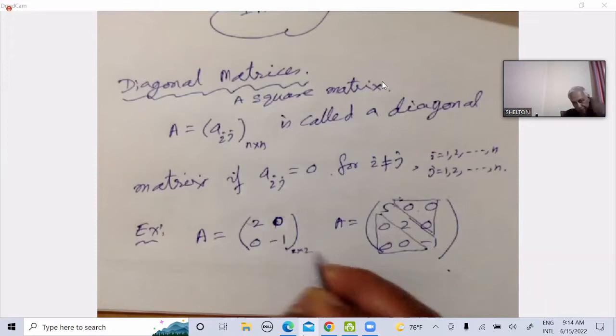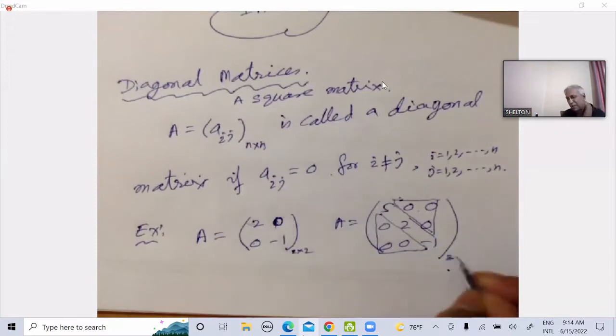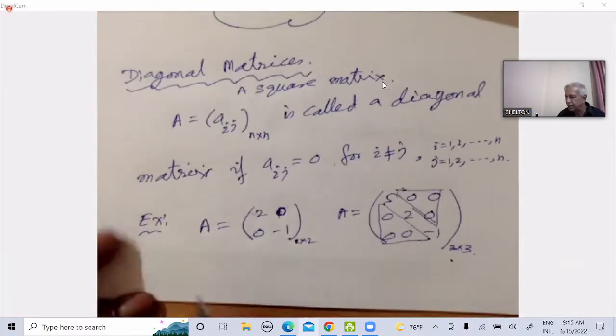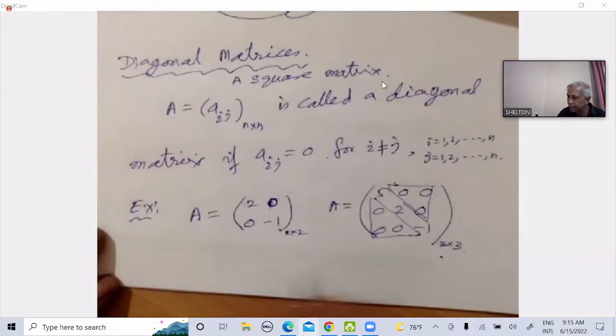Okay, diagonal matrices play a special role. It's easy to multiply a matrix by a diagonal matrix because most of the off-diagonal entries are all zeros. Okay, this is a diagonal matrix. How about this? This is a diagonal matrix. This is a diagonal matrix.